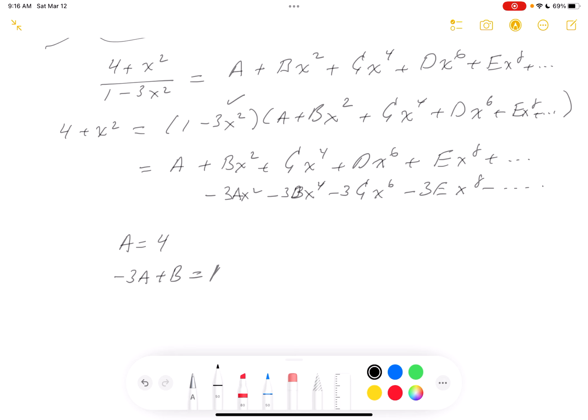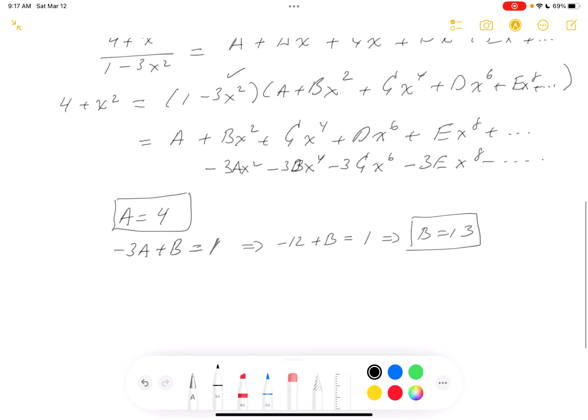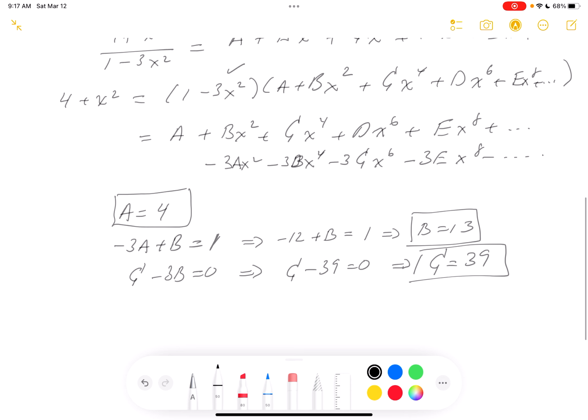But you know what a is, right? A is 4, right? So what'd you get? You get minus 12 plus b is equal to 1, and that means b is equal to 13. All right? I'm going to put boxes on these indicating these are important to me. Let's go to the next one. The next one's going to be what? 4th degree, right? So I know there is no 4th degree term, so that means c minus 3b has to be 0. Let's put that down. I know what b is, right? So what do you get? C minus 39 has to equal 0, which means c is equal to 39. We'll check it with the key later.